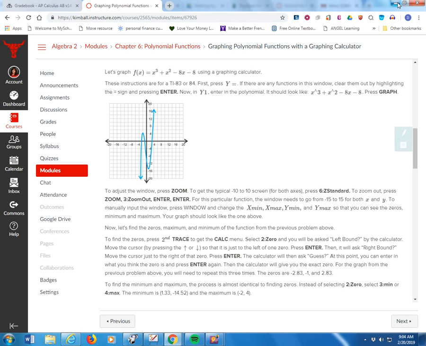We started left and worked our way right, but that's okay. Okay, so everybody clear on how to find the zeros? Okay, so now let's find the maximum.